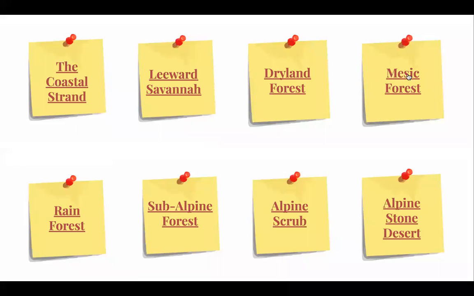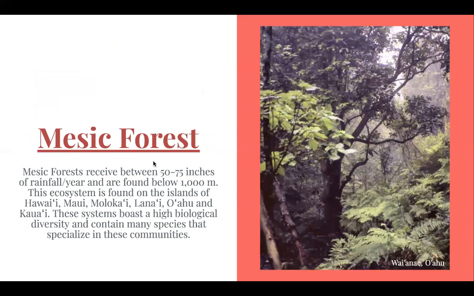And then next, so we have our mesic forests. So for mesic forests, they receive between 50 and 75 inches of rainfall per year and are found below 1,000 meters in elevation. This ecosystem is found on the islands of Hawaii, Maui, Molokai, Lanai, Oahu, and Kauai.